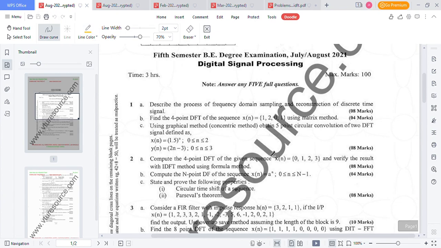In this particular question, we are asked to compute a 4-point DFT of a given sequence and verify the results with IDFT, by using the formula method. This is for 8 marks. So 8 marks you need to divide by 2: 4 marks for the DFT and 4 marks for the IDFT, that is the inverse discrete Fourier transform.